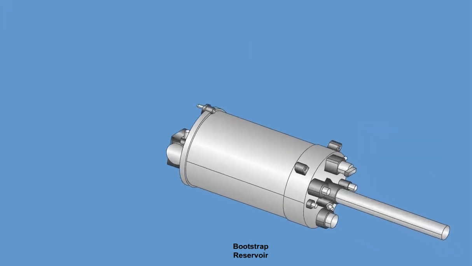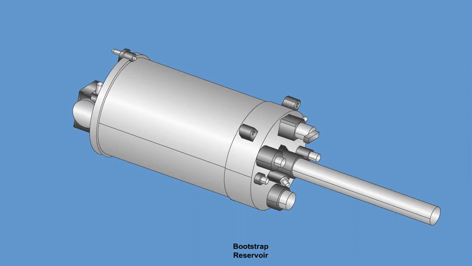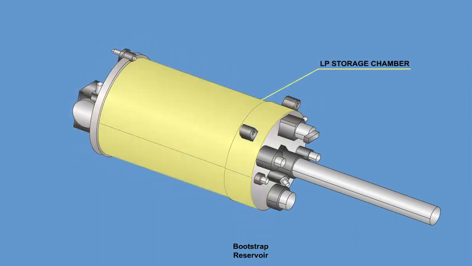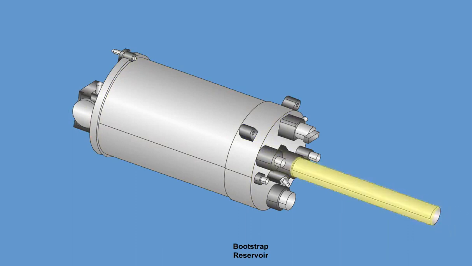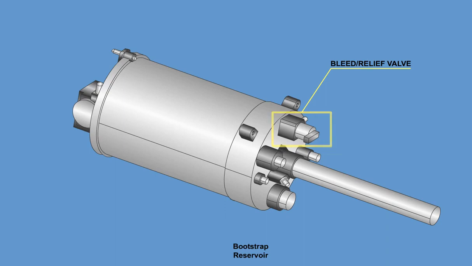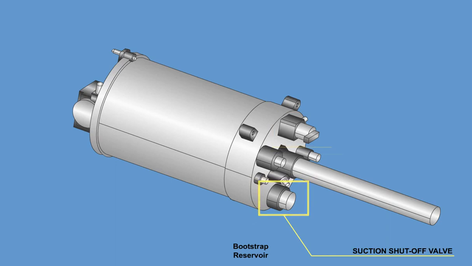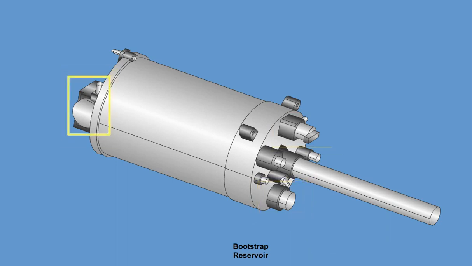The major components of the reservoir assembly are low-pressure storage chamber, bootstrap cylinder, bleed relief valve, suction shutoff valve, quantity indicator, and temperature transducer.